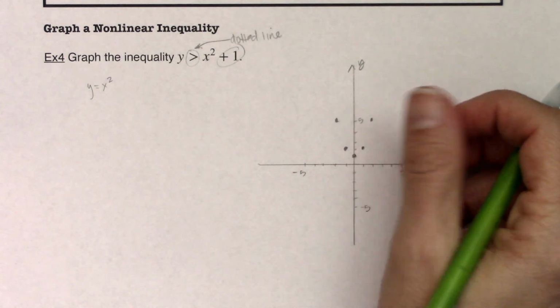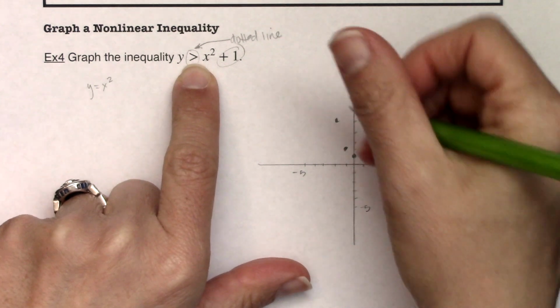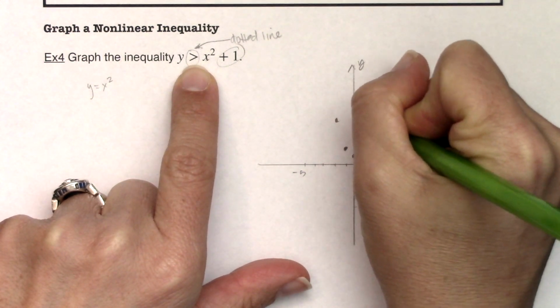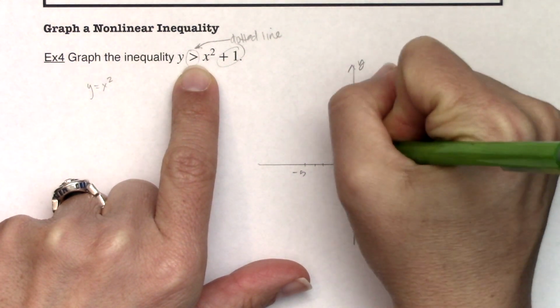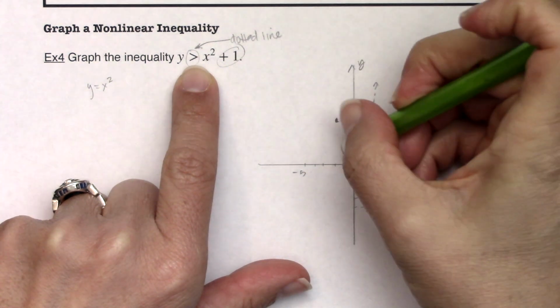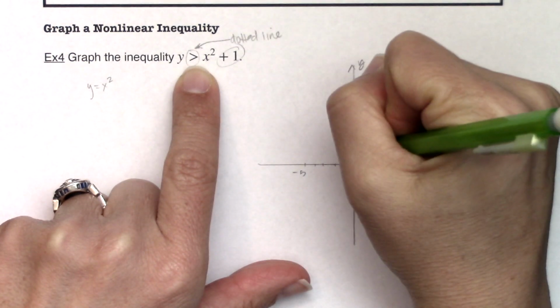Now I'm going to make a dotted line because this is a strict inequality. So let me put a dot. Oops. Just kind of missed.